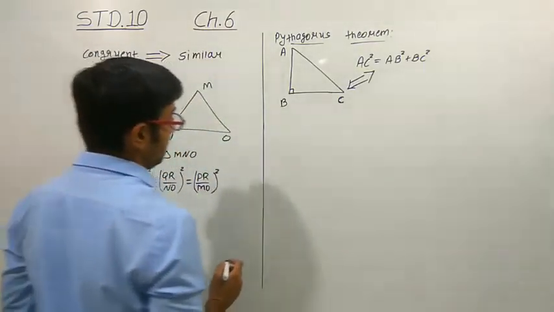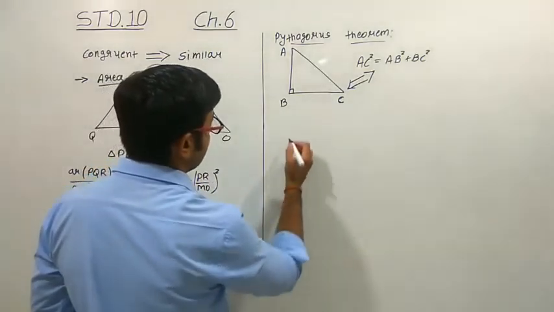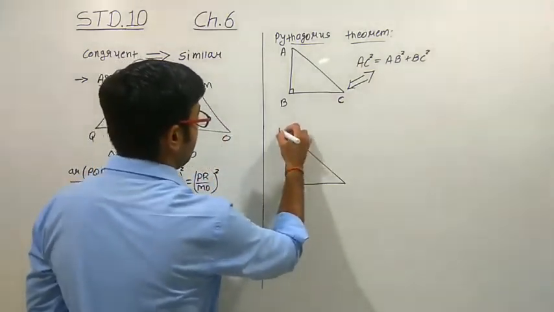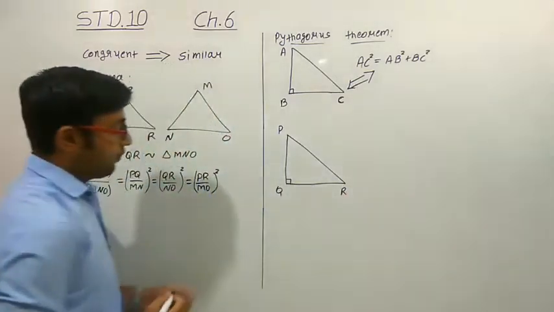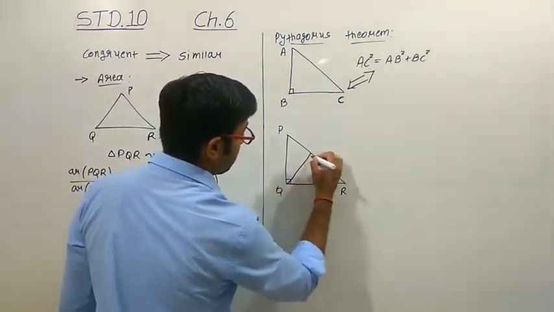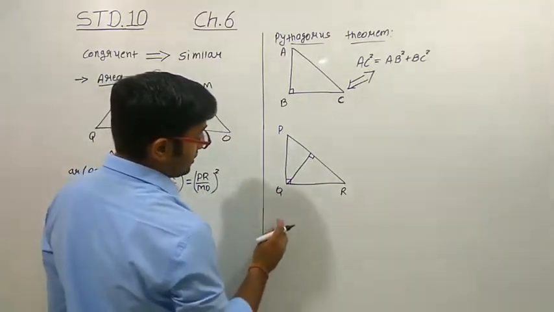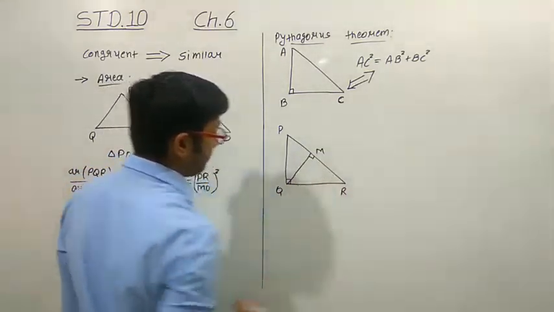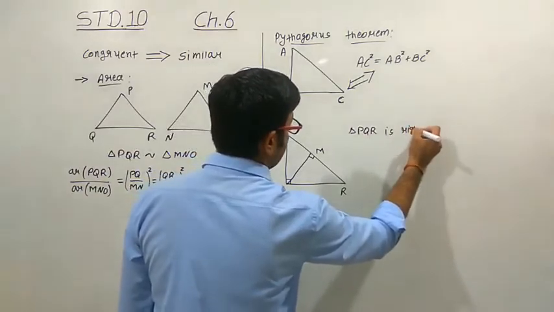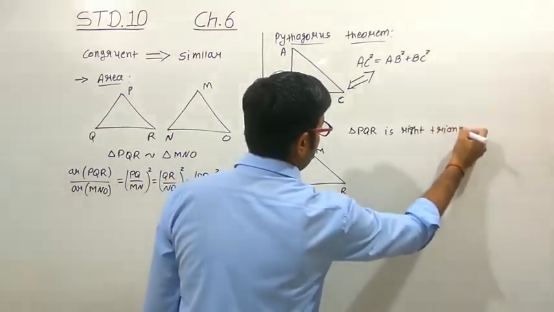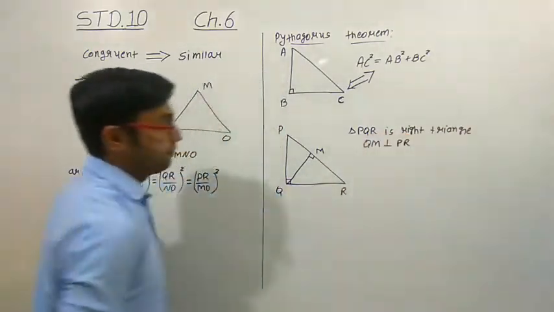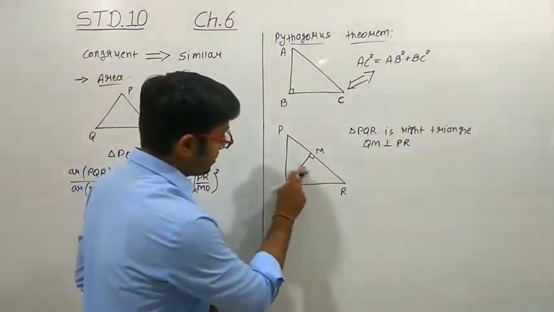One more theorem: suppose there is a right angle triangle PQR, and from the right angle we draw a perpendicular on the hypotenuse, and we take this point as M. The triangle PQR is a right triangle, and QM is perpendicular to PR. So three triangles are there: first, second and third.